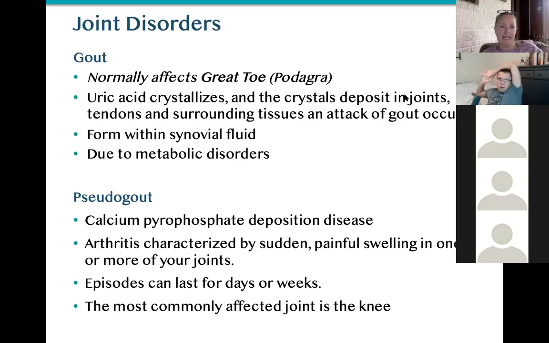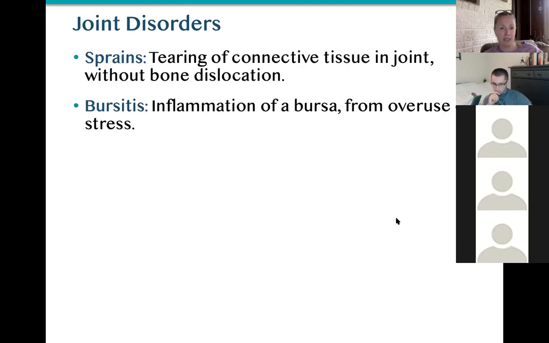Other joint disorders include gout, okay? Gout classically affects the great toe first, but not always. And this is when uric acid crystallizes and deposits in the joints, okay? We can draw it out in the synovial fluid, and it's due to a metabolic disorder that is beyond the bounds of this course. Pseudogout is just like gout. You're depositing calcium pyrophosphate instead of uric acid crystals, okay? And these tend to not affect your big toe first. It affects some larger joints more typically at first. And both of those kind of have episodic flares.